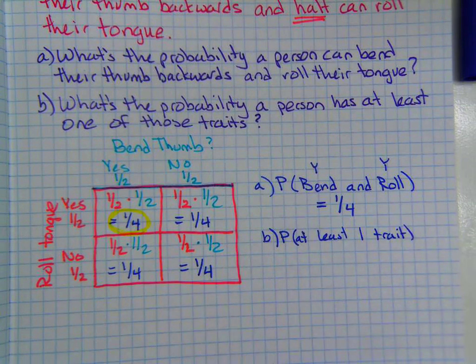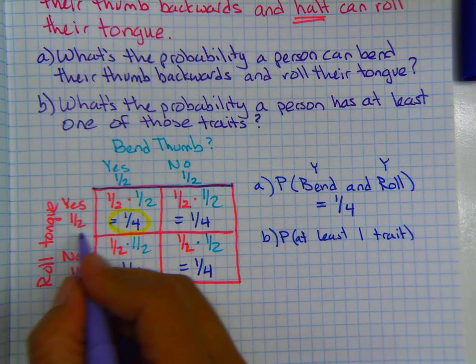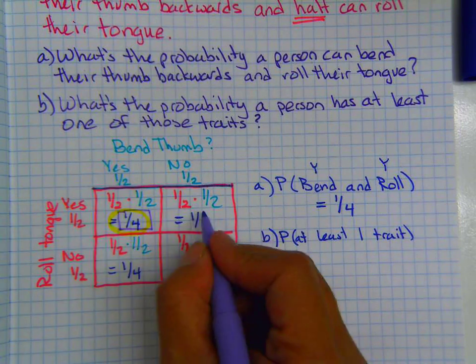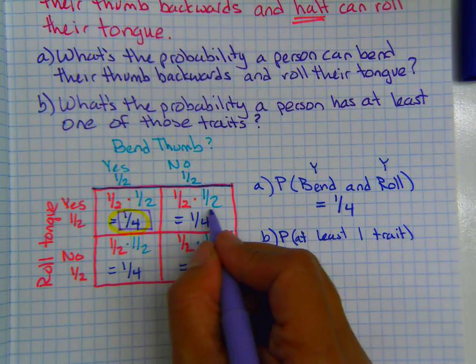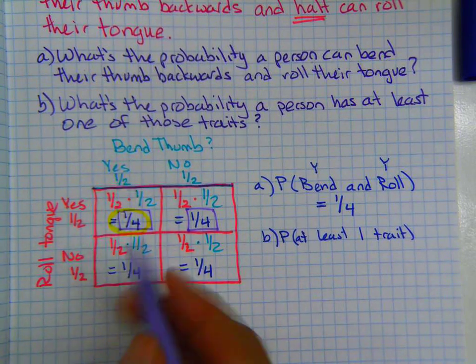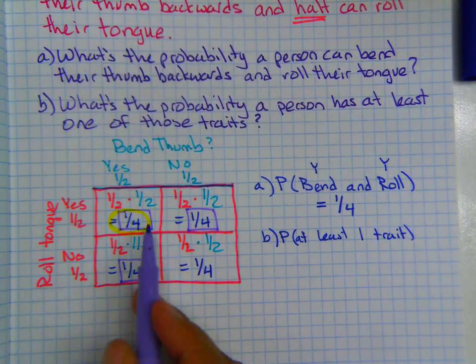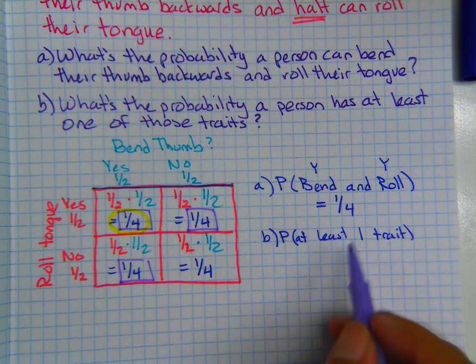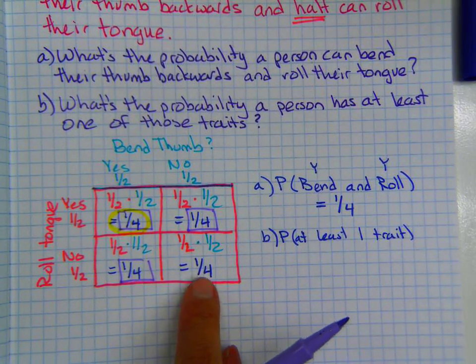So if I look for that, what I have here is 3 cases. I'm looking for anything with a yes. Yes, I can roll my tongue includes this right here, and also includes this right here. And then yes, I can bend my thumb. So I actually have 3 boxes that fall in having one of those traits. This is the only place where I don't have any of those traits.